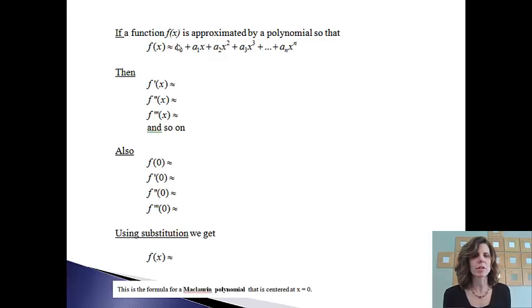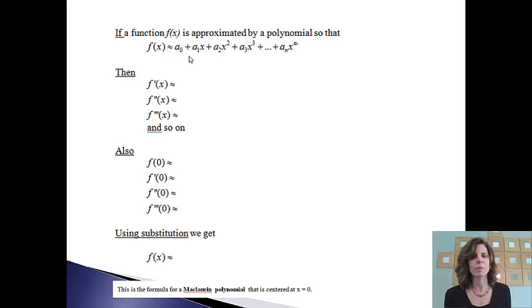This is going to show you how we get that, so hopefully it will make sense when we actually get into creating Taylor polynomials. All right, if a function f of x is approximated by a polynomial, basically what we're doing is taking a function and approximating it by a polynomial.